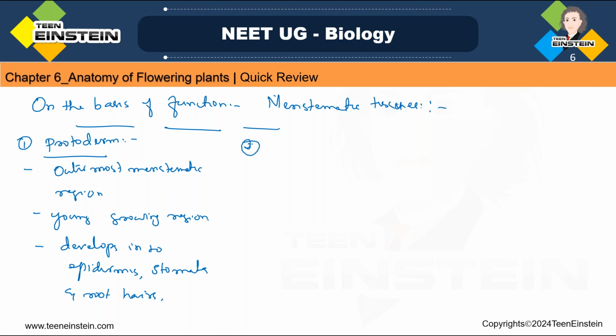Next comes the second one. On the basis of function, we are classifying the meristematic tissue into protoderm. Second one is procambium. So what you can say about procambium is that it is made of narrow elongated cells. Procambium is composed of narrow elongated cells, and this develops into primary vascular tissues.